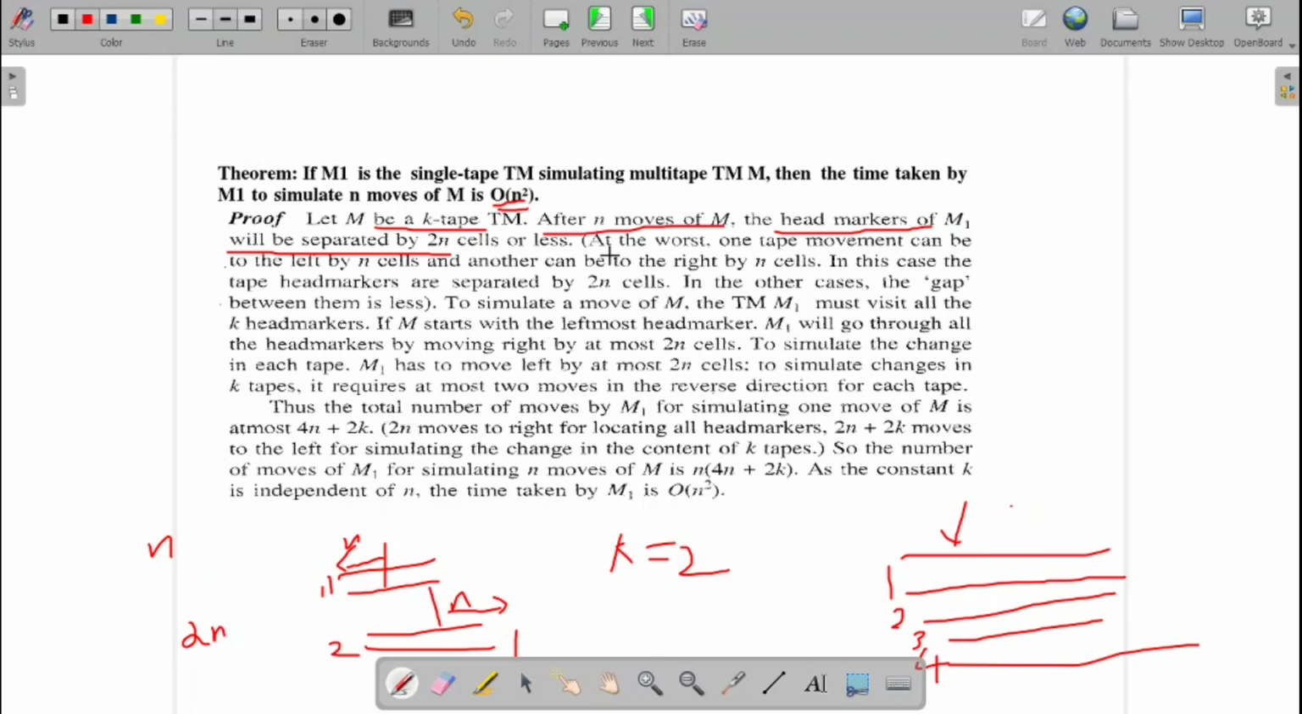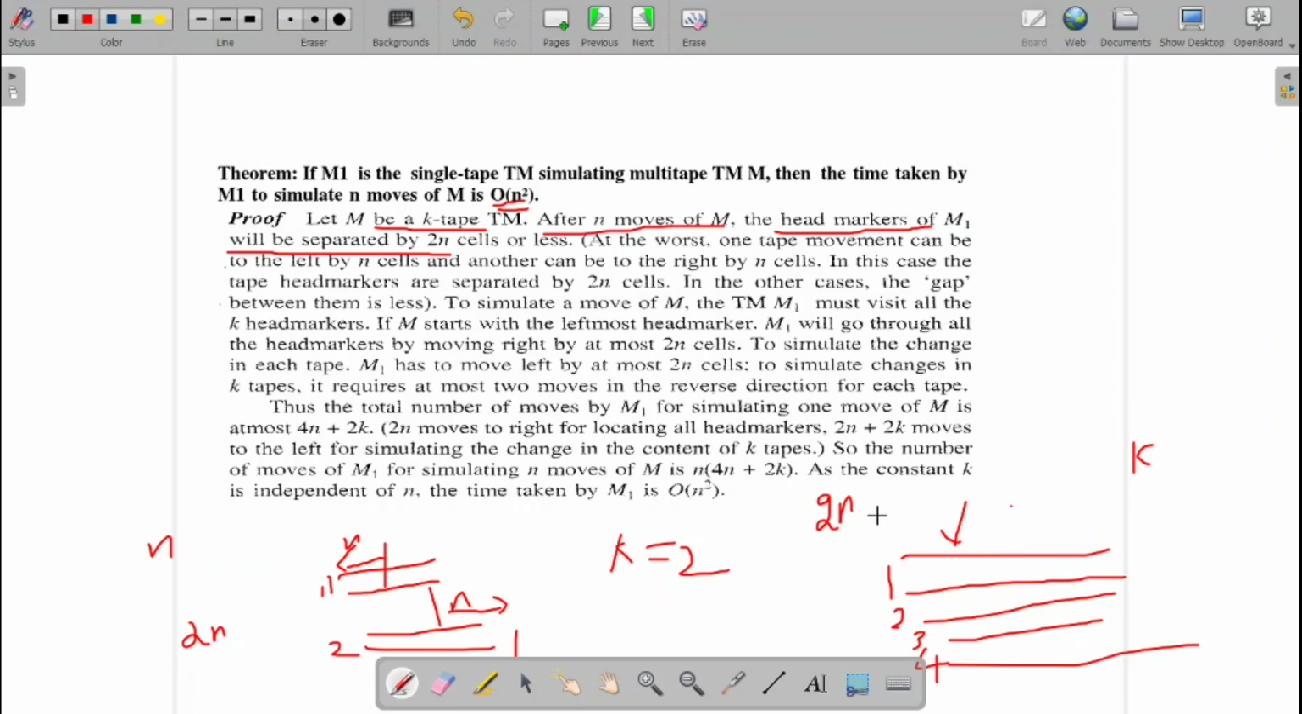To simulate a move of the machine M, the tape M1 must visit all the k headers. So it should visit all the k headers over there. So how many such headers are there? Total k headers. If M1 starts with the leftmost head marker, it will go through all the head markers by moving to the right at most 2n cells. So we can have that 2n is the distance apart. So now we need to have the k head markers to be visited over there.